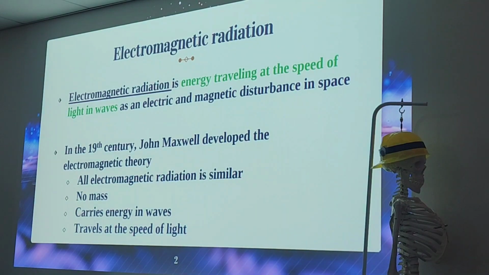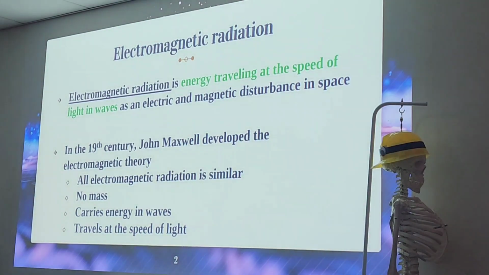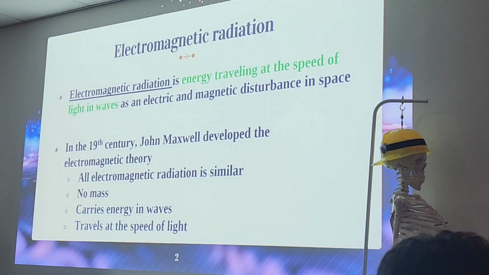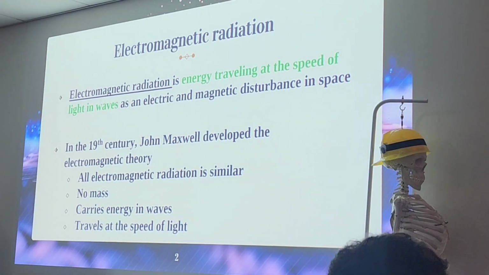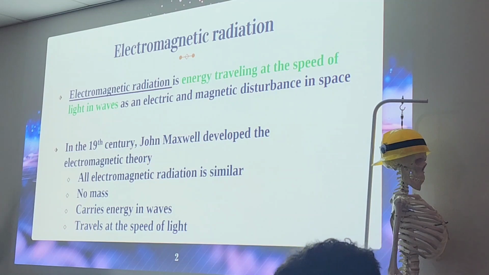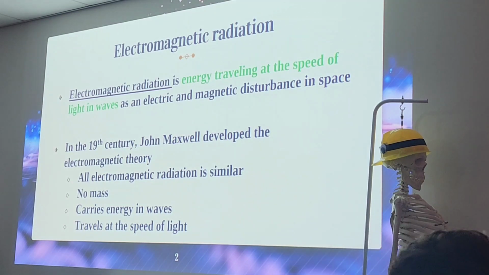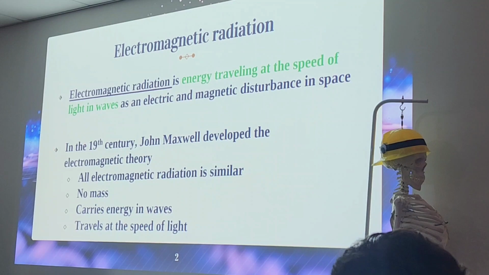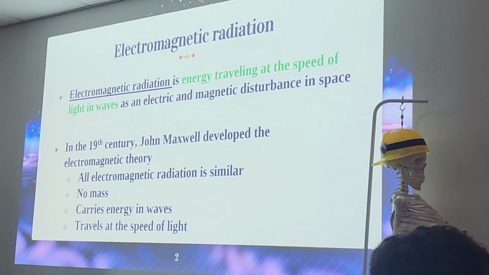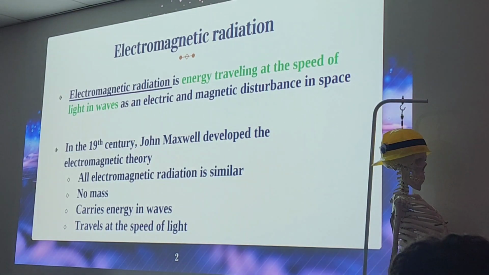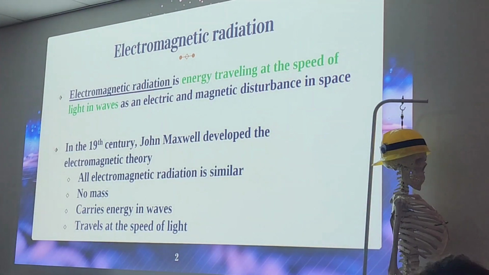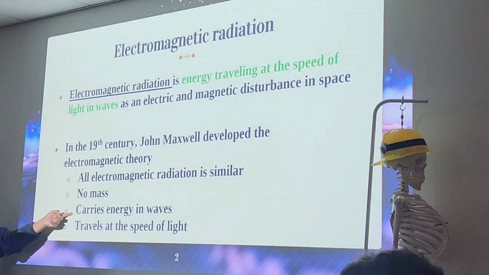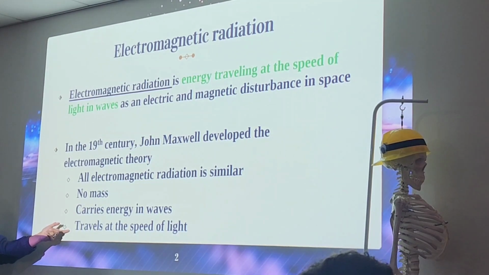So, electromagnetic radiation, what is it? It's basically any magnetic disturbance in space. The theory was developed by James Maxwell in the 19th century. And he said these four principles apply to electromagnetic radiation. He said that all electromagnetic radiation is similar. They don't have a mass. The energy is carried in waves, and they travel at the speed of light.